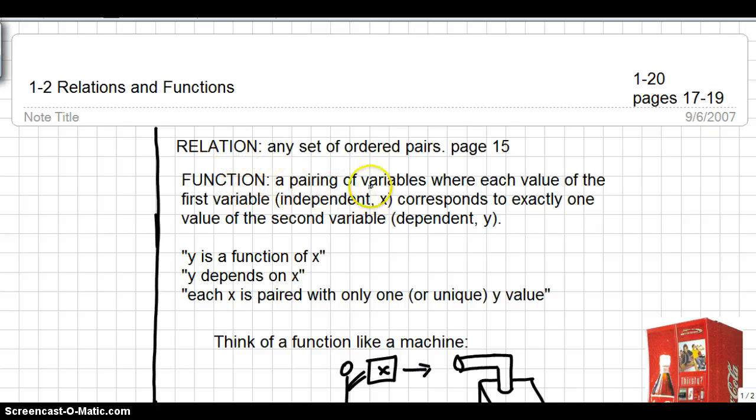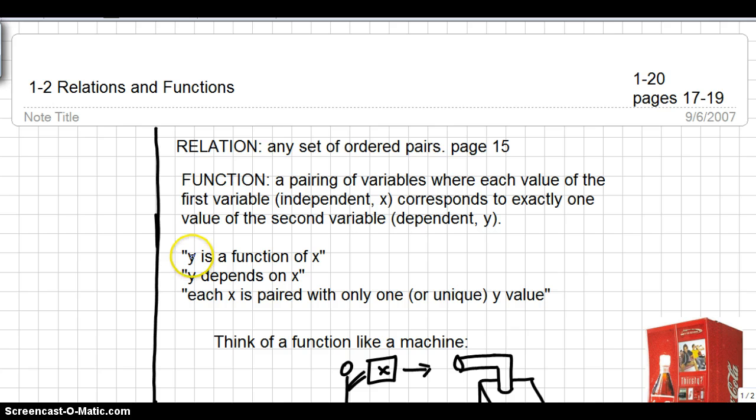A function is when you pair an independent variable with a dependent variable. Within that pairing, each x has to correspond to exactly one y. Typically, your x variable is referred to as the independent, and your y is referred to as the dependent. We'll look at some examples today where x and y are not used, to try to help kids understand which one is the independent and which one is the dependent when x and y are not used.